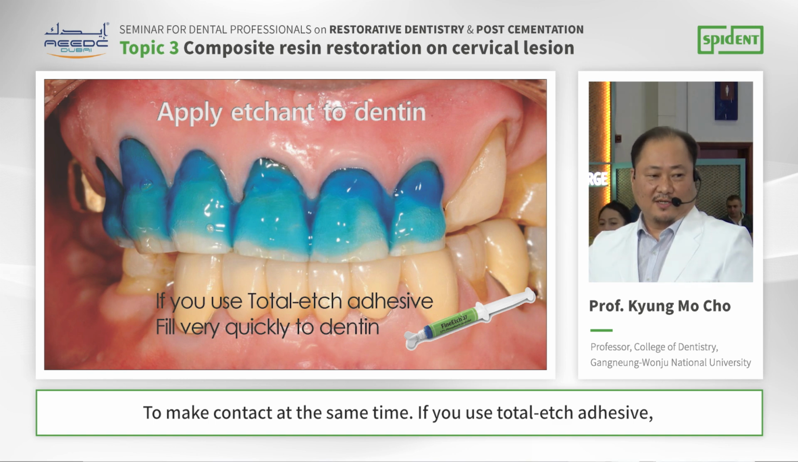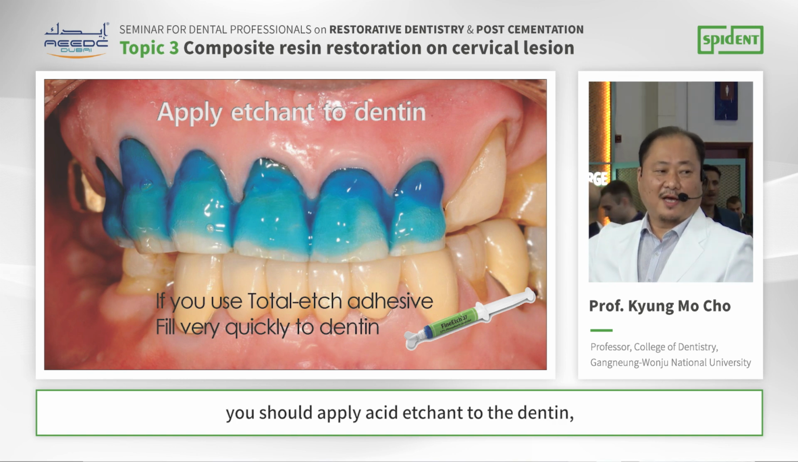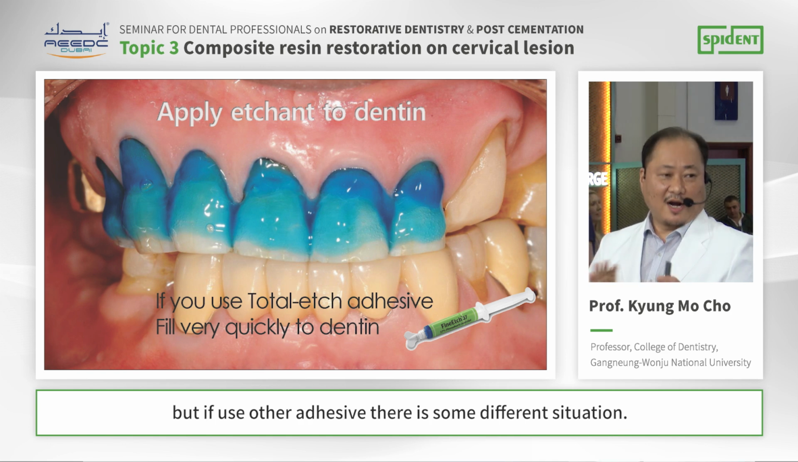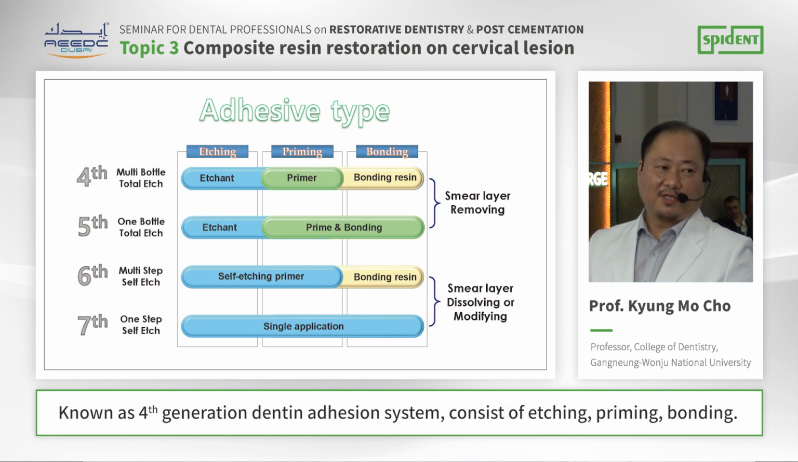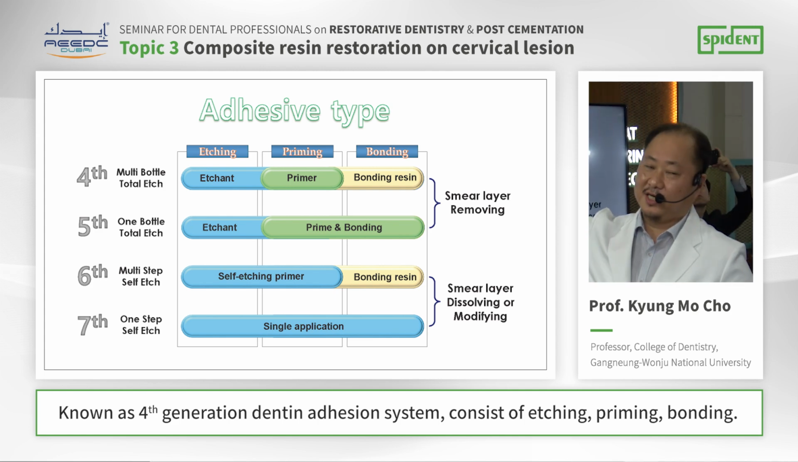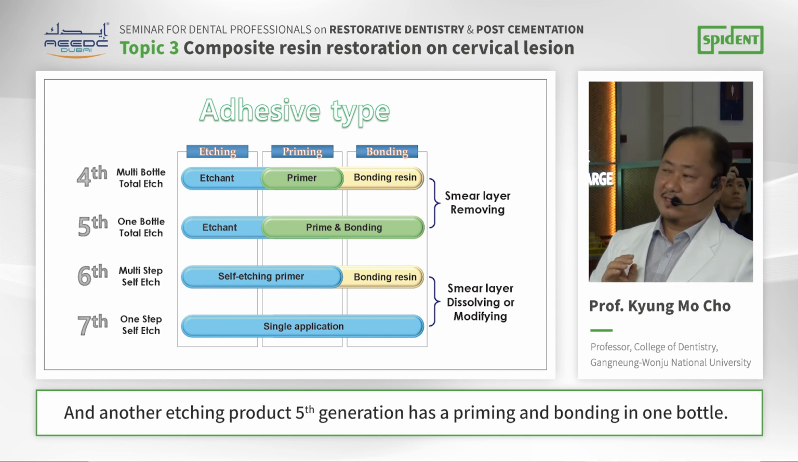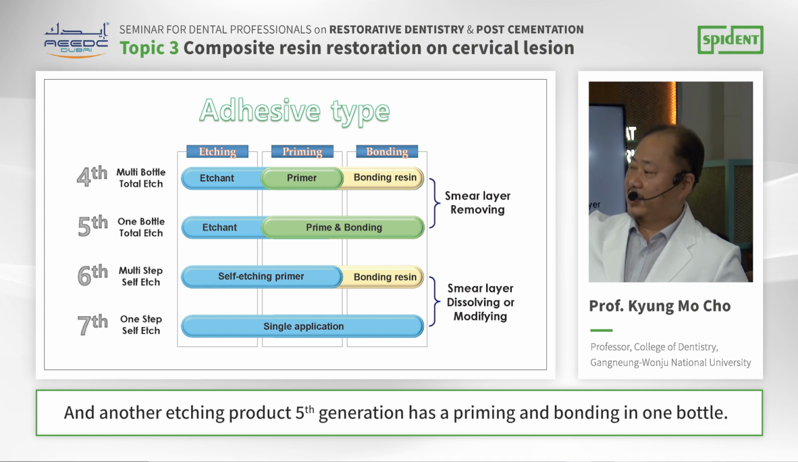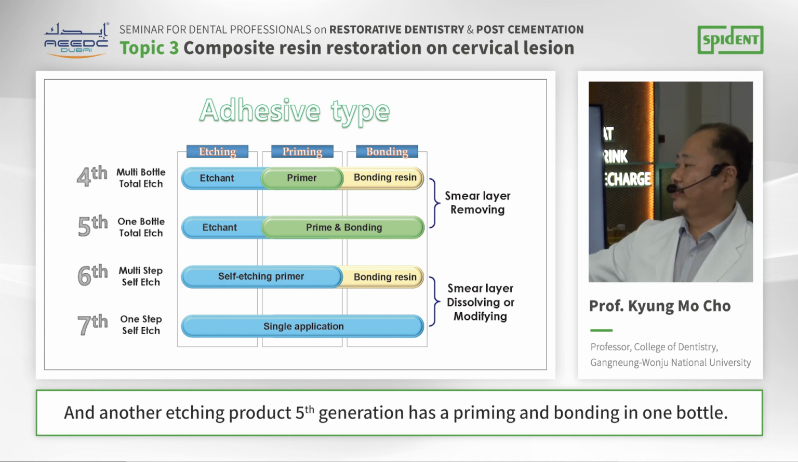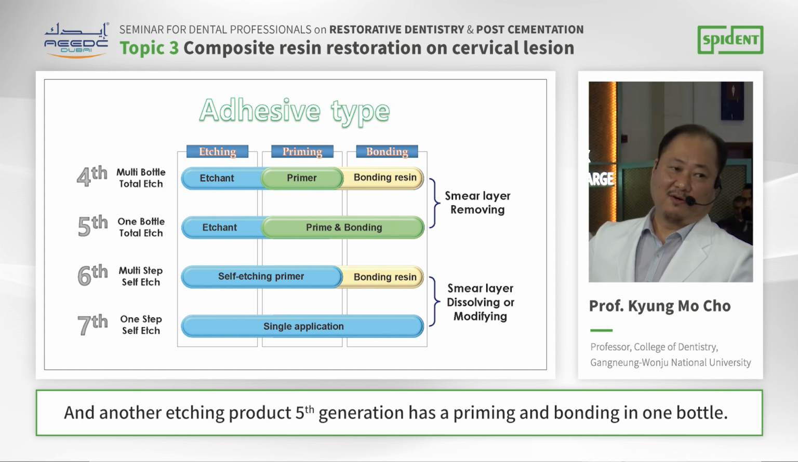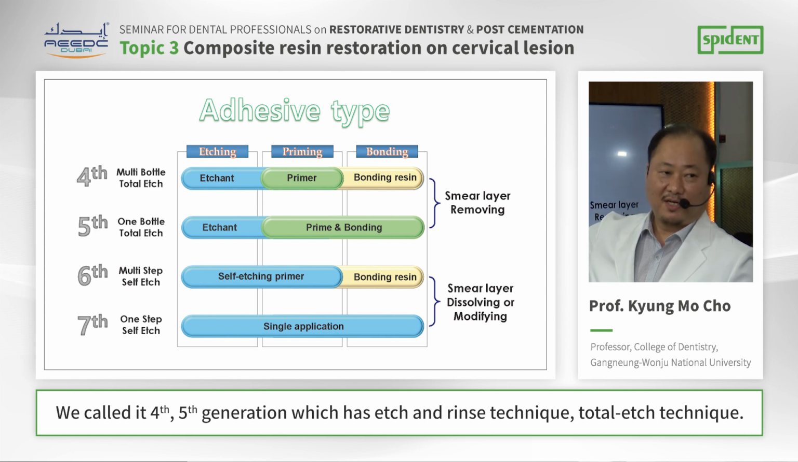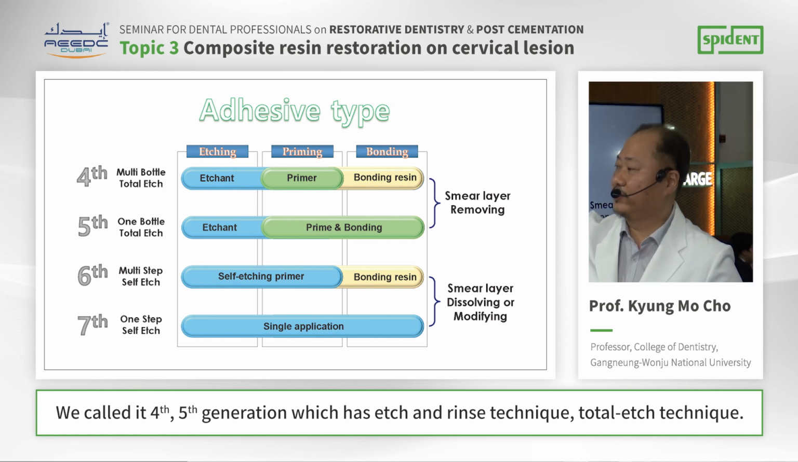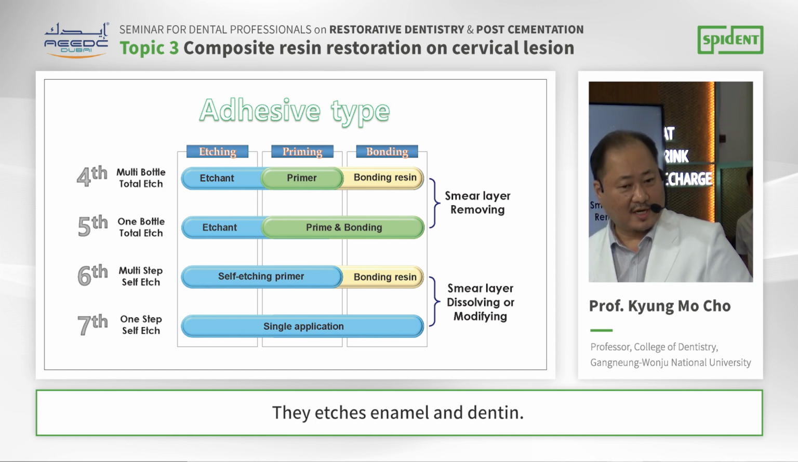If you use a total-etch adhesive, you should apply acid etchant to the dentin, but if you use other adhesives, there are some different situations, so I will talk about that. The first generation of dentin adhesive system consists of etching, priming, and bonding. And the fifth generation has priming and bonding in one bottle. So we call the fourth and fifth generation the etch-and-rinse technique, or total etch. They etch enamel and dentin.